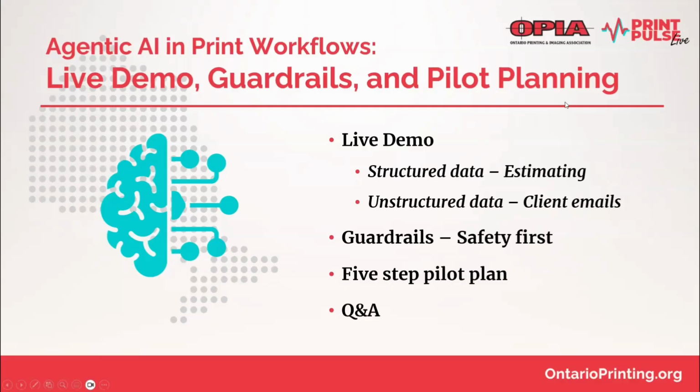So here's our roadmap for today. We're going to go through a live demo, a two-part demo. When you're building an AI agent, there's two approaches: using structured data, so that'll be tables and spreadsheets and solid information, or unstructured data. And in our world, that would be client emails that might be convoluted. We'll talk about the guardrails, safety first. So of course, we'll talk about that last. And then a 5-step pilot plan if you wanted to get going on doing your own pilot plan with an AI agent, and plenty of time for questions and answers.